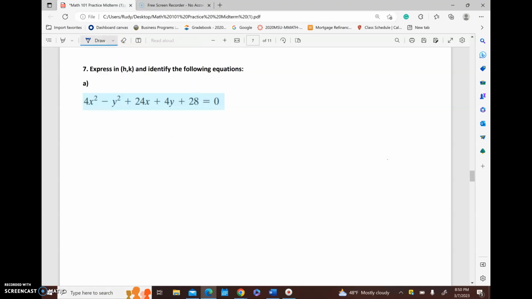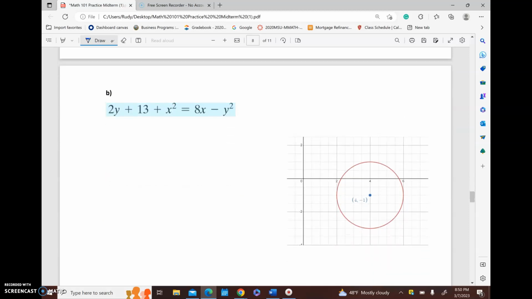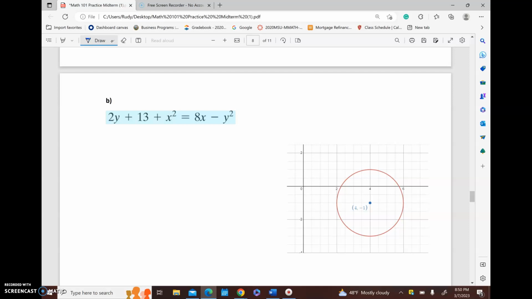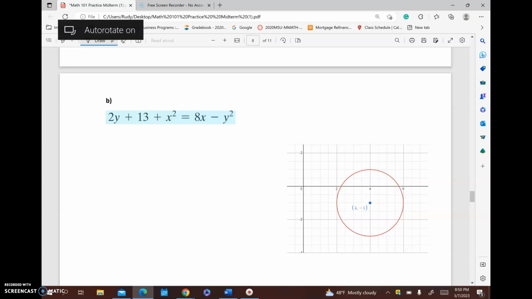Hi class, let's take a look at problem 7b. So in 7b, we're looking at the following problem. I put in the decimal sketch so we can take a look at what's gonna be our final answer. And here's the basic idea.